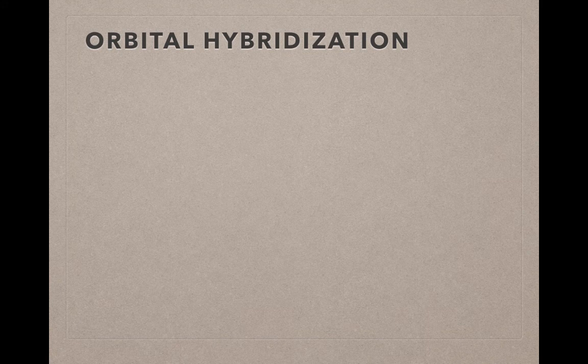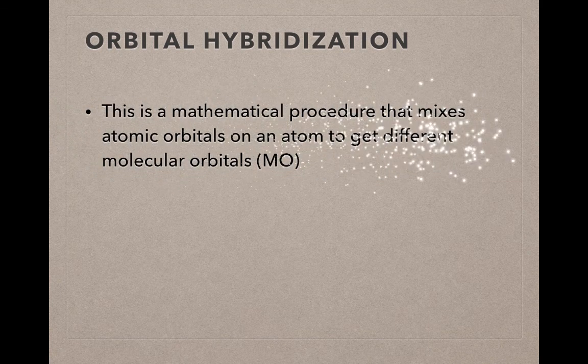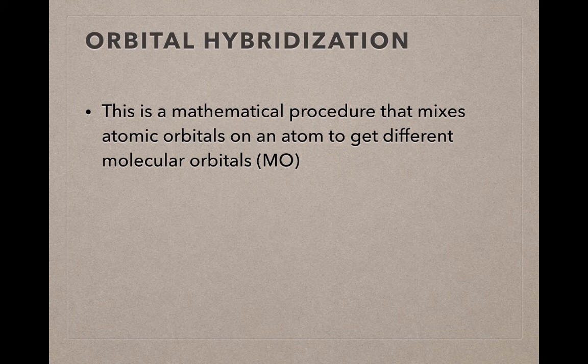What we're going to do to help explain all this is use a concept called orbital hybridization, which is a little bit of an odd concept, but it really does work. Orbital hybridization is a mathematical procedure that mixes atomic orbitals on an atom to get different hybrid orbitals that will be used to bond into a molecule.